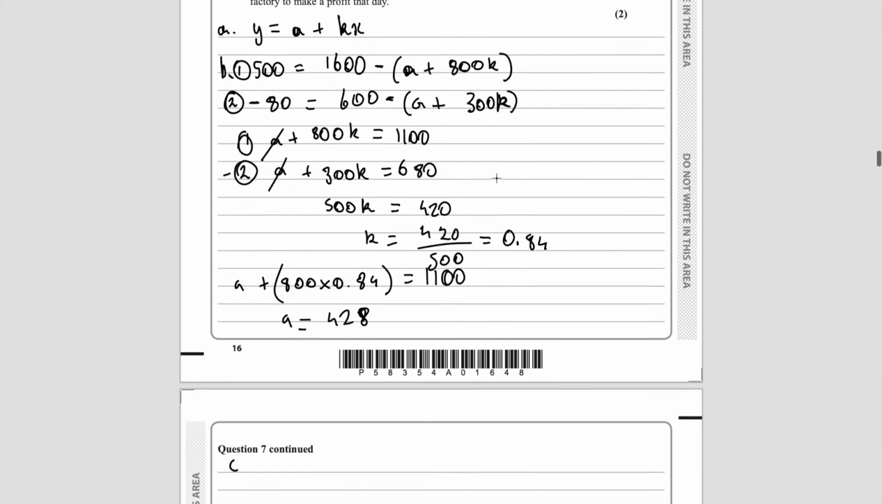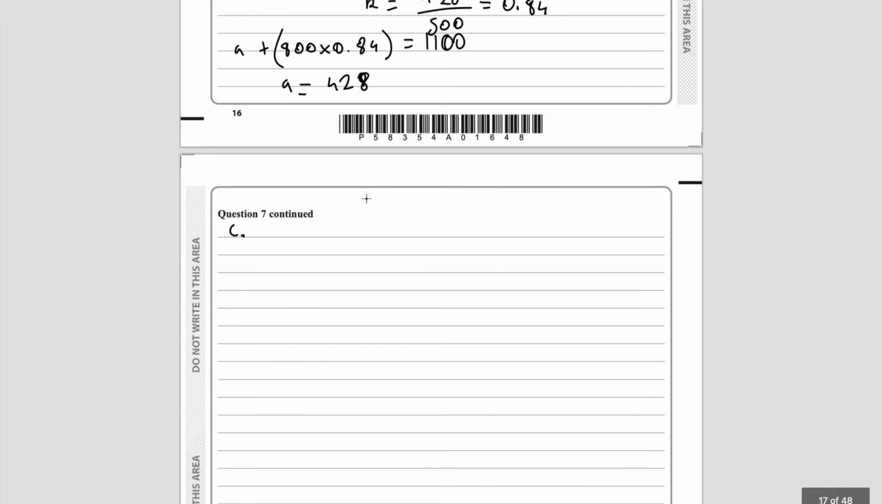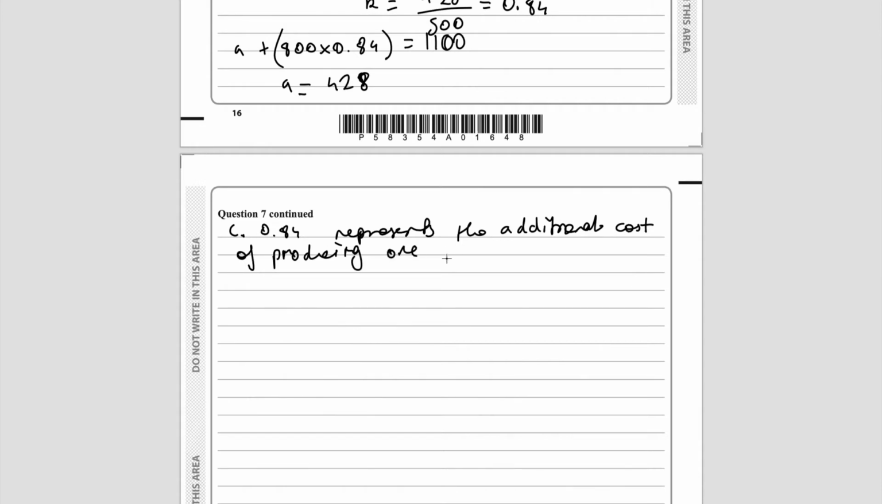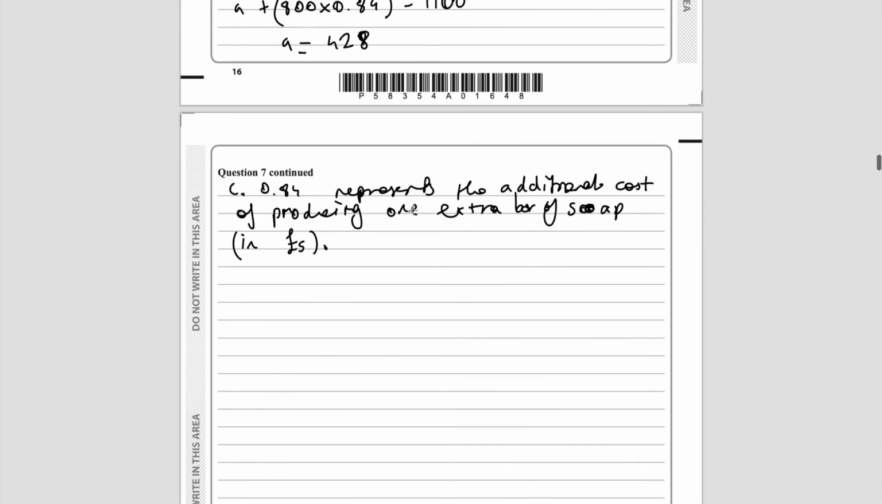Okay? And in simple terms, all this really means, like I've already mentioned, is this idea that 0.84 represents the additional cost of producing one extra bar of soap. And just to be on the safe side, it's worth putting the units there in pounds. If you do economics or business, this is usually termed the marginal cost of production.